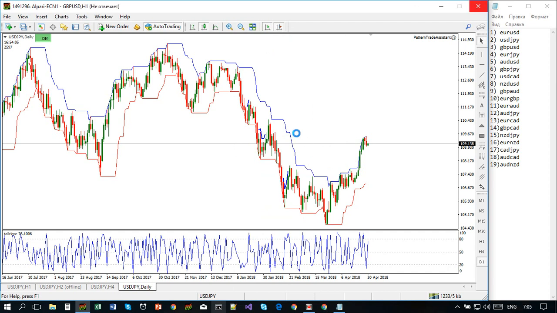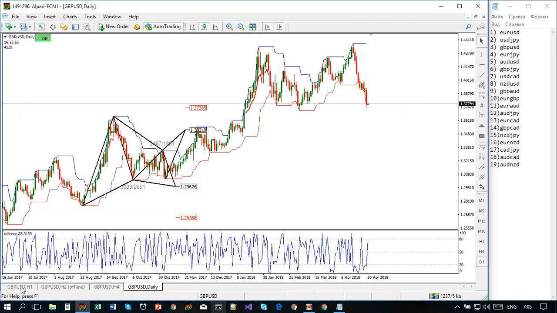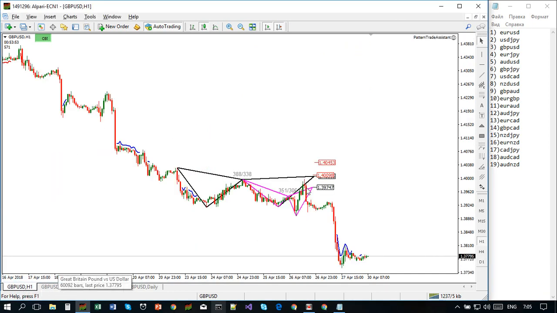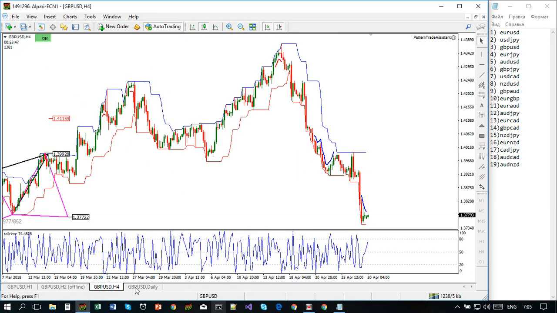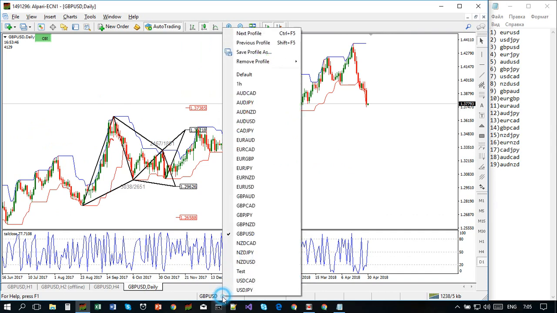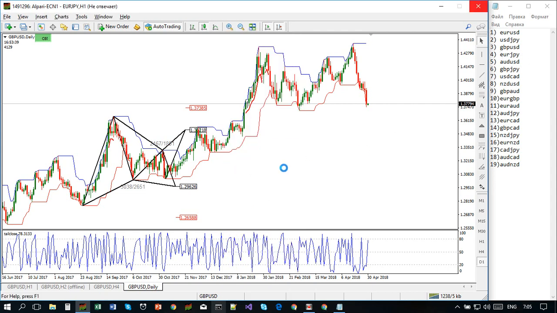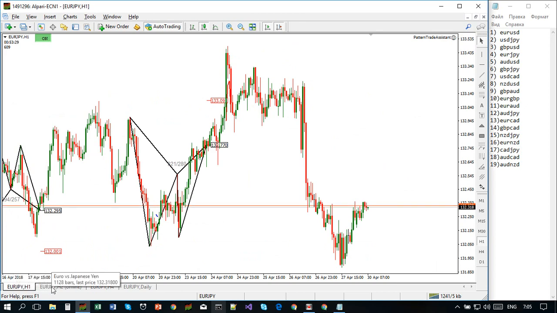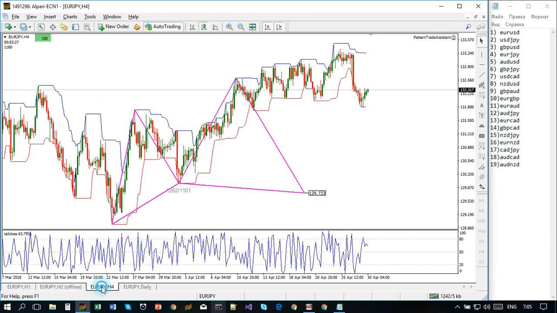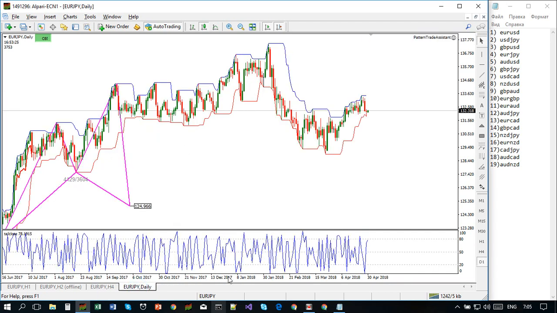Number 3. Okay, 1 hour, we had a pretty good Cypher winner. 2 hour, 4 hour, and daily. I don't trade daily, I simply do the analysis for those of you who do. Euro yen. So I just show you the patterns. They work on whatever time frame, on whatever pair, so it doesn't actually matter what the time frame is.